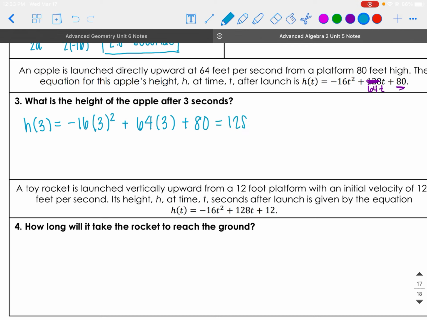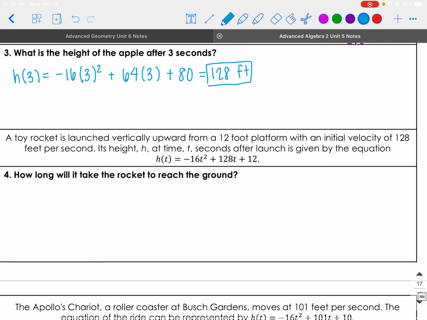And we get 128 feet. It's ironic that that was the number in the formula. All right, next one. A toy rocket is launched vertically upward from a 12-foot platform with an initial velocity of 128 feet per second. Its height is given by the equation. Okay, so we have the equation. How long will it take the rocket to reach the ground?